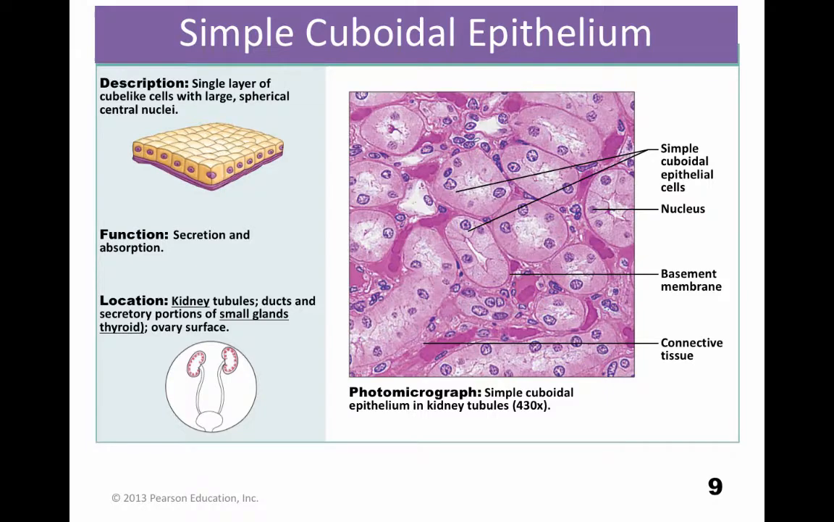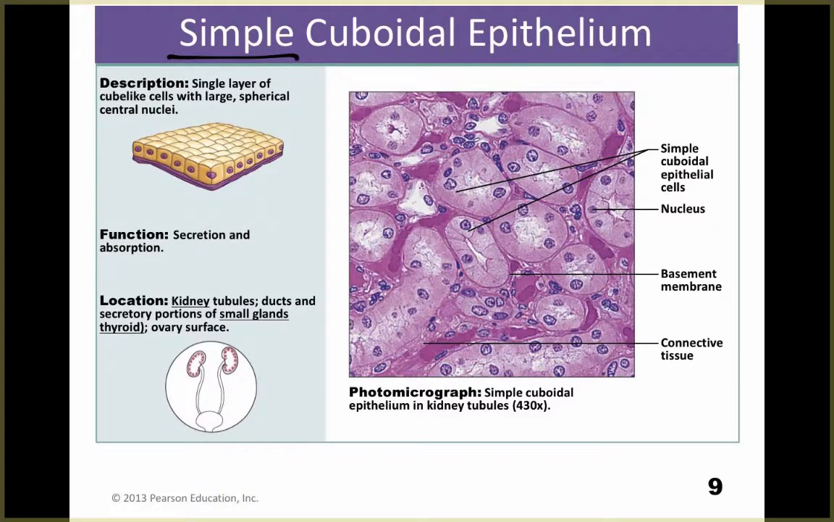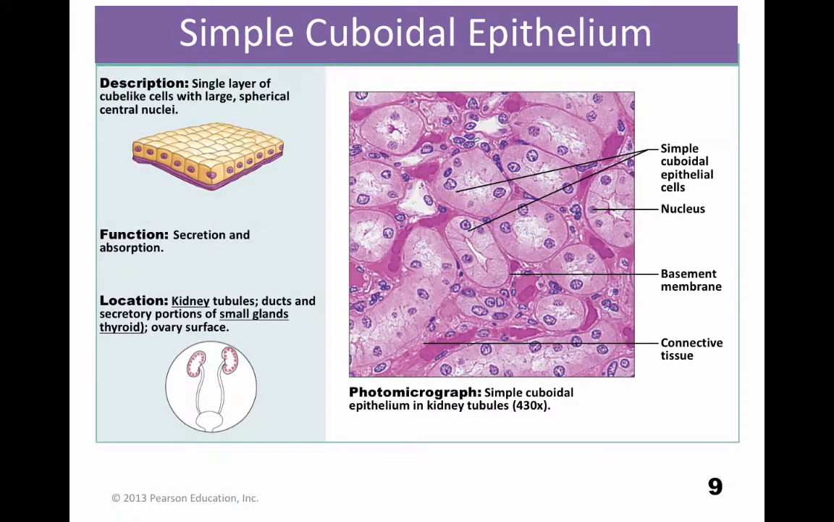Simple cuboidal. So simple, again, as you can see, is single layer, but here we're looking at the cube-like structures right here. These are important in secretion and absorption, and you can find those in the kidney, specifically the kidney tubules and the small glands of the thyroid. And you can see these over here.